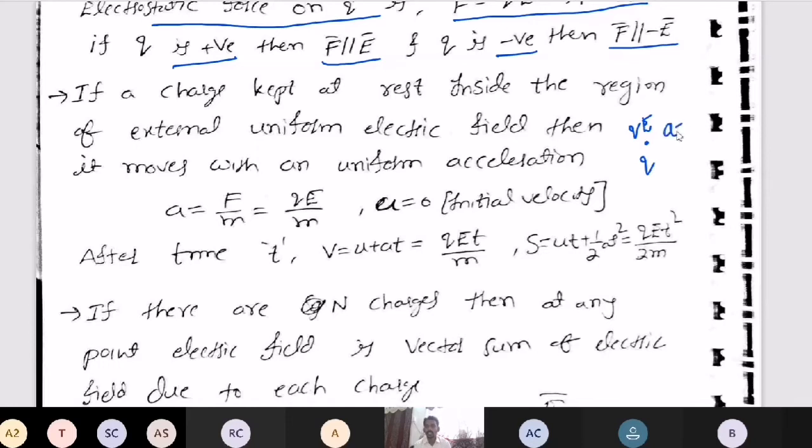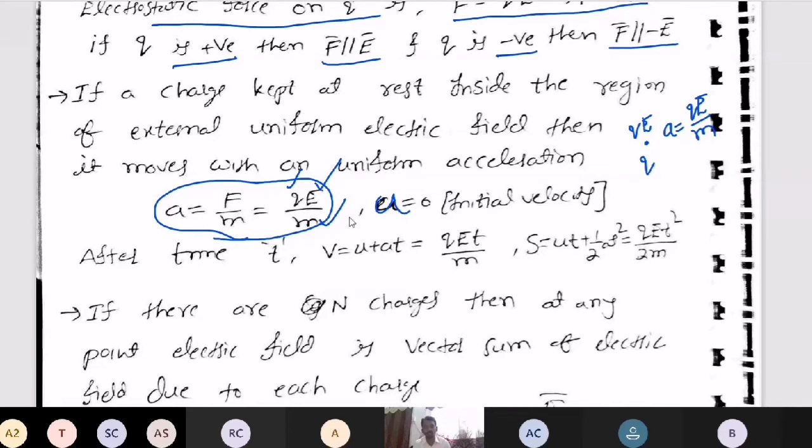Then according to Newton's second law, what is the acceleration of the particle? Force by mass. So there must be one acceleration. Here charge is constant, electric field is constant, mass is constant. So acceleration is constant. And initial velocity is how much? 0.